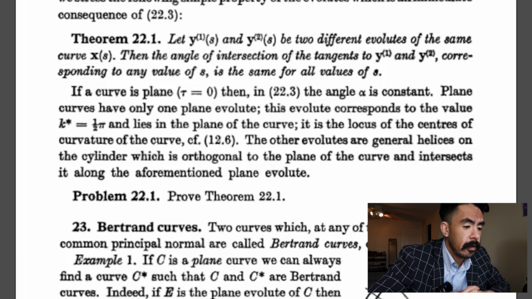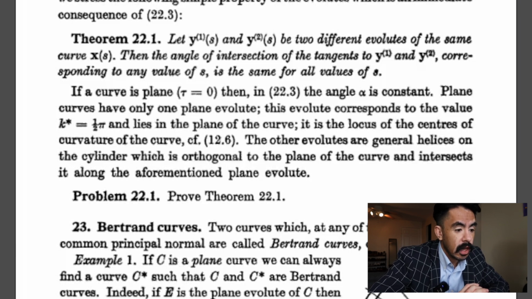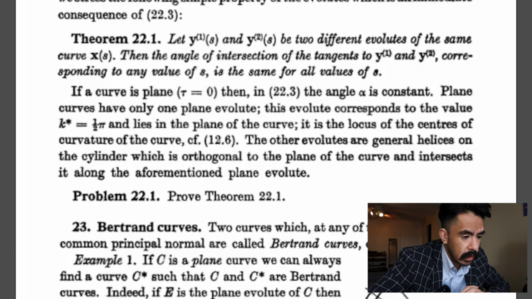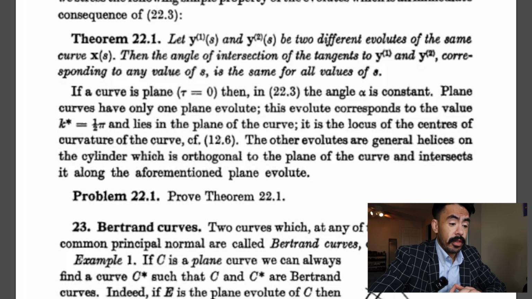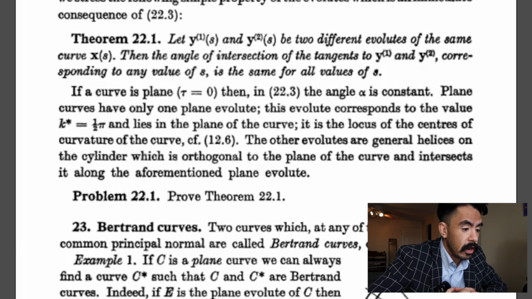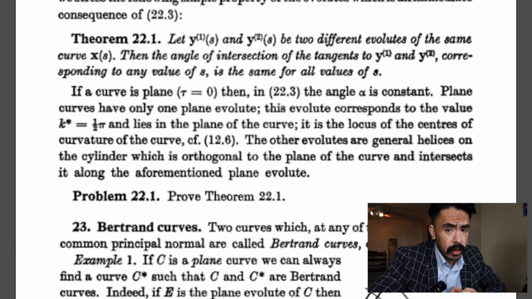If a curve is plane, tau equals 0, then in the representation for evolutes, the angle alpha is constant. Plane curves have only one plane evolute. This evolute corresponds to the value k star equals pi over 2 and lies in the plane of the curve, is the locus of the centers of curvature of the curve. The other evolutes are general helices on the cylinder, which is orthogonal to the plane of the curve and intersects it along the aforementioned plane evolute.